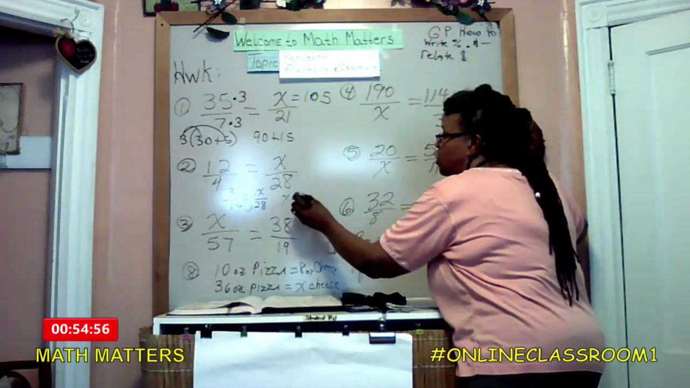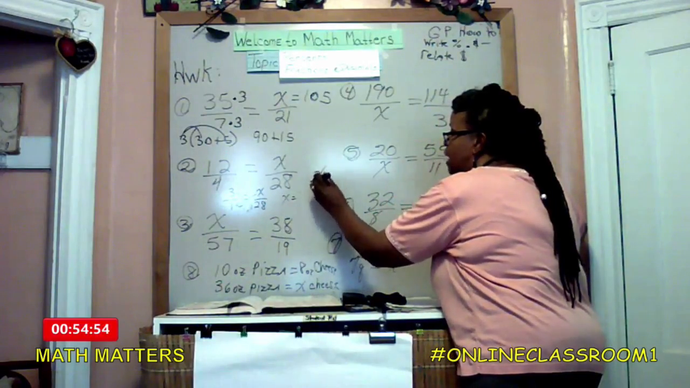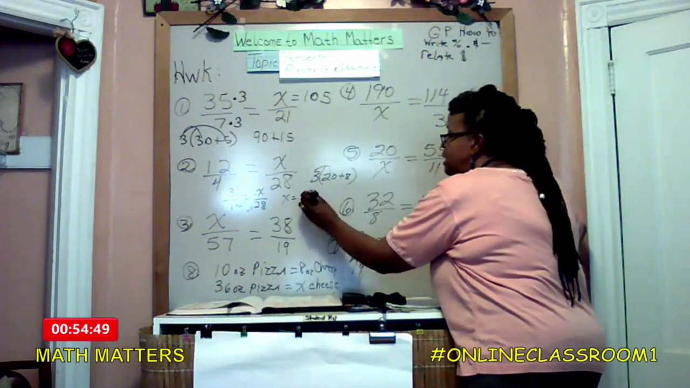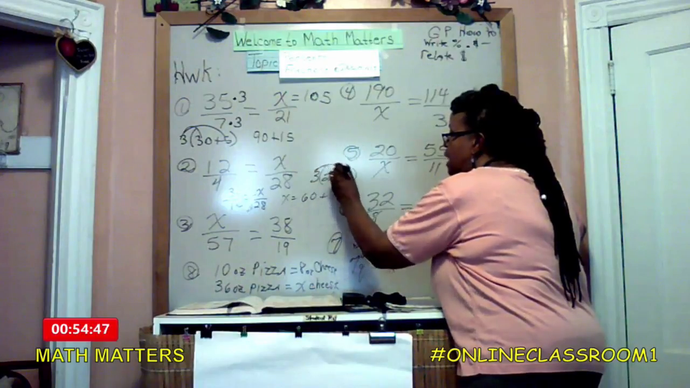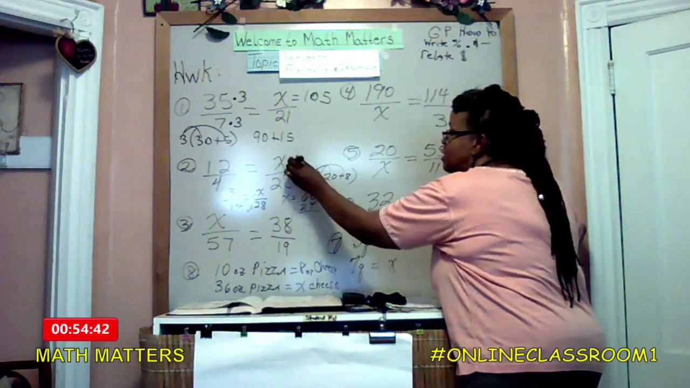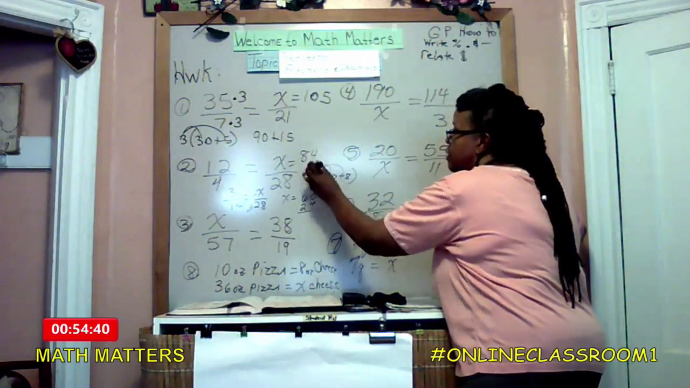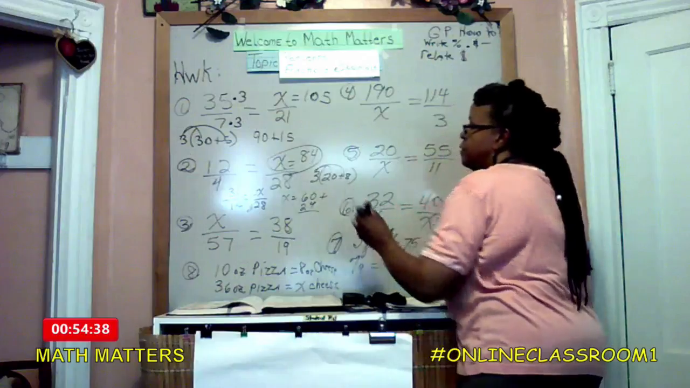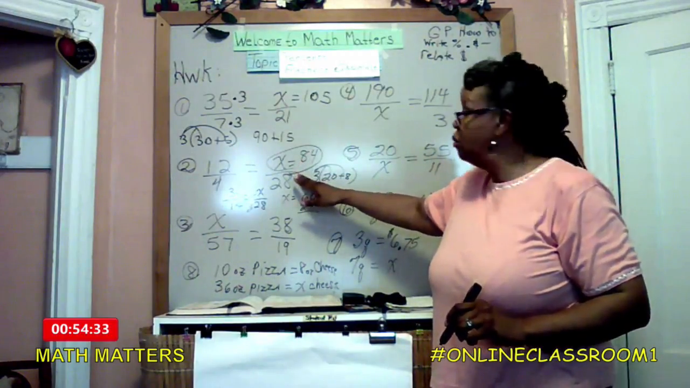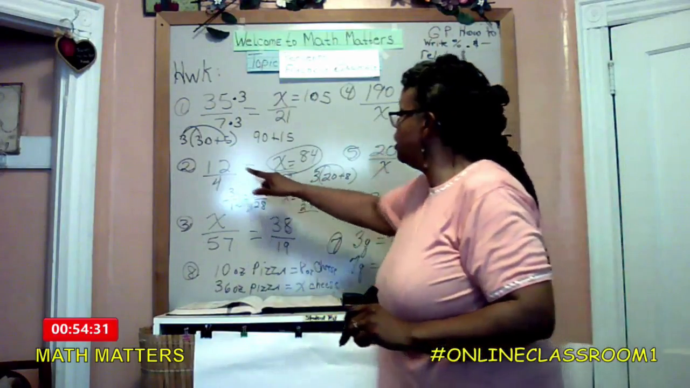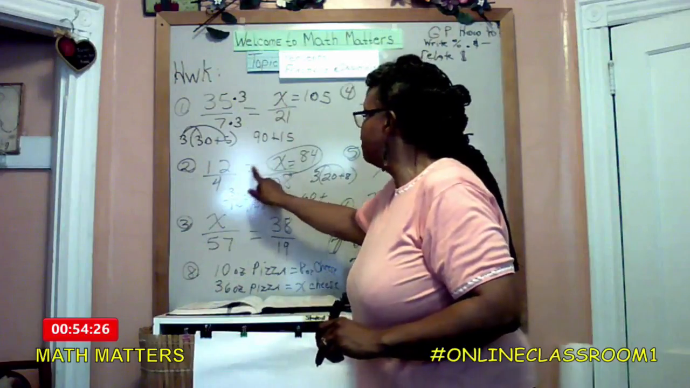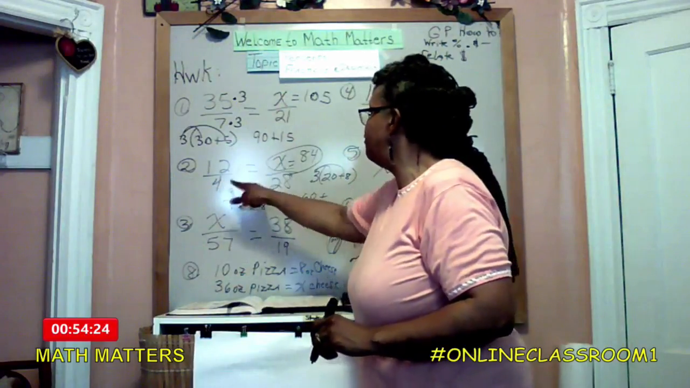So x is equal to 3 times 28, 3 times 20 plus 8. 3 times 20 is 60 plus 3 times 8 is 24. So the answer here is x is equal to 84. Did you get 84 as your answer? I hope so. Okay, we can cross multiply and check it. 12 times 28, and does that equal 84 times 4?